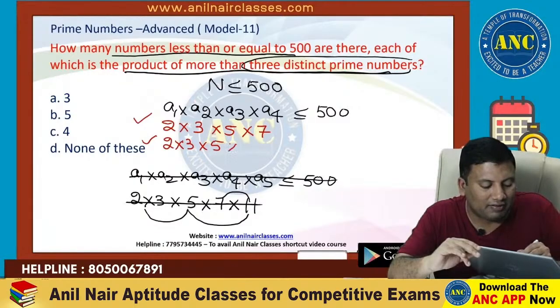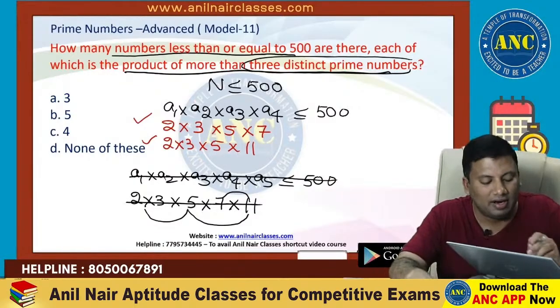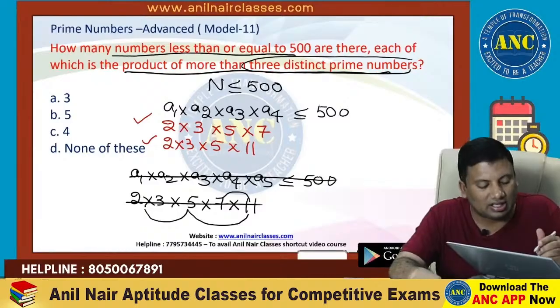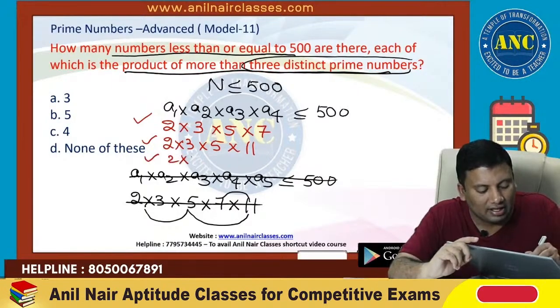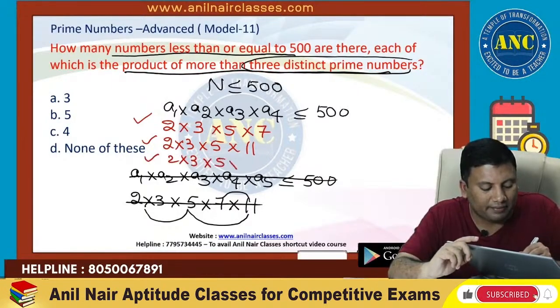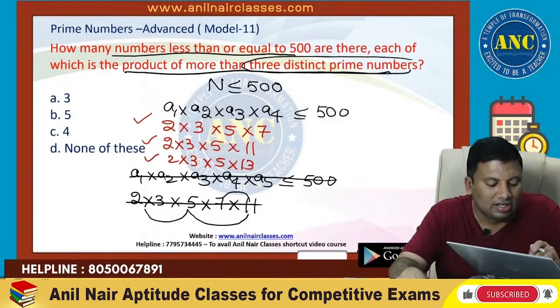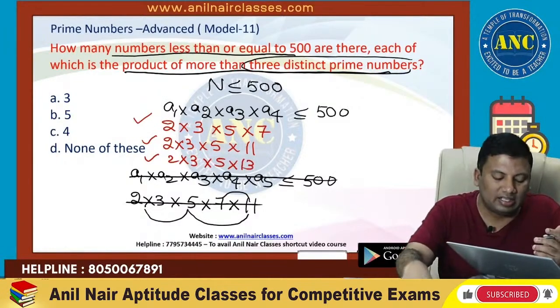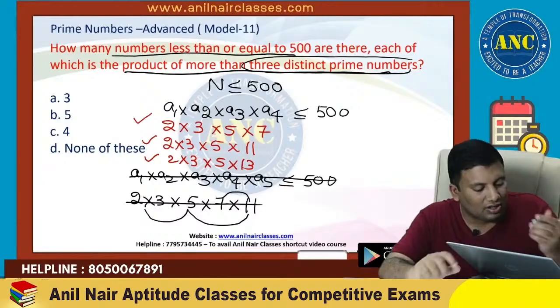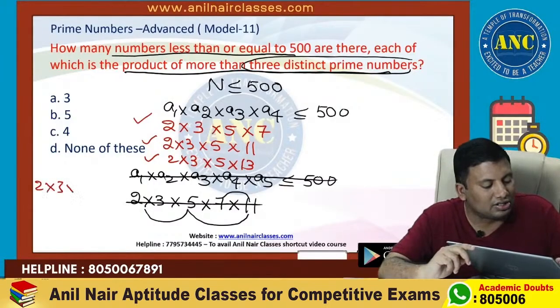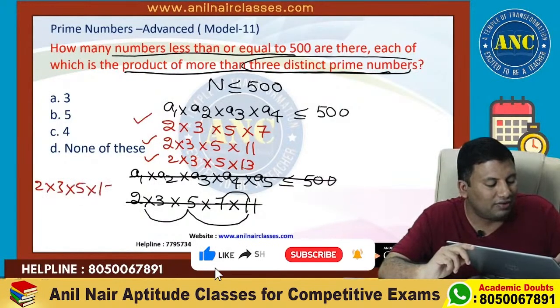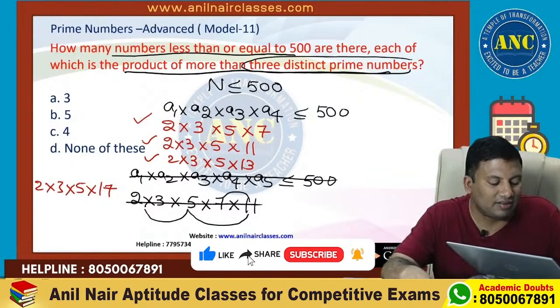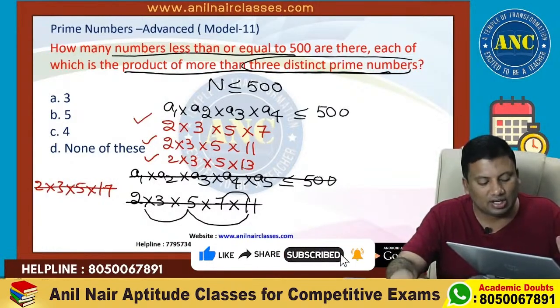Next one, 2, 3, 5. Let me take after 7. What is the next number? 11. 30 into 11, 330. This is also perfect. Let me take the next number, 13. 6 5s are 30, 30 13s are 390. It is also perfect. Next it is 2 into 3 into 5 into 17. 30 17s are 510. It is not possible.